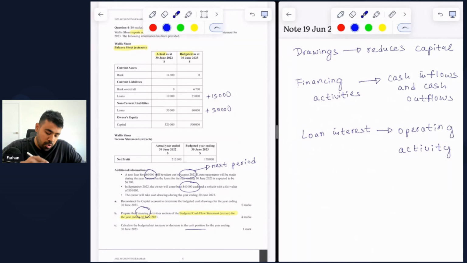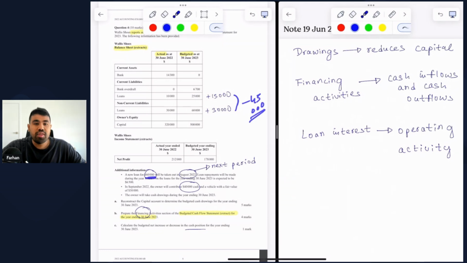Now let's move to the non-current liability section. You can see the loan from 30 June 2022, $30,000, is increasing to $60,000 by the end of 30 June 2023. This is an increase of 30,000, so plus 30,000, more cash coming in. All right, so these two loans give us 45,000 in total. Based on the additional information, we know that we have taken out 60,000 initially. And if we now have 45,000 at the end of 30 June 2023, where did the other 15,000 go? That is the repayment that we have to calculate.